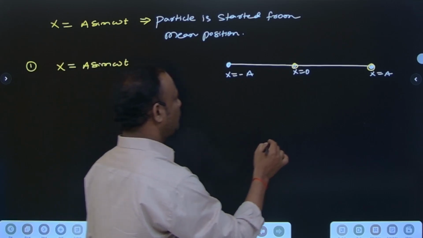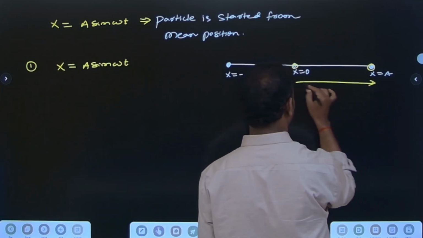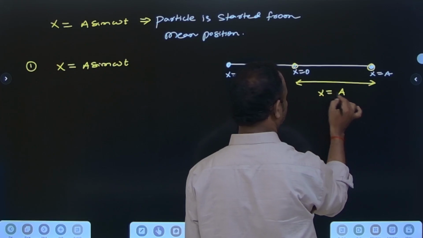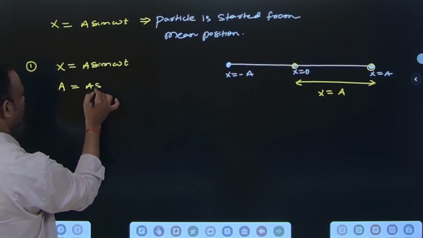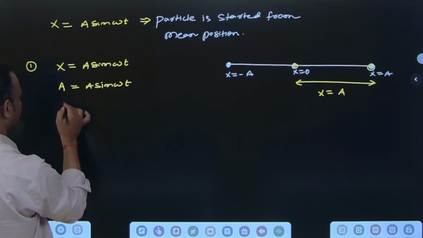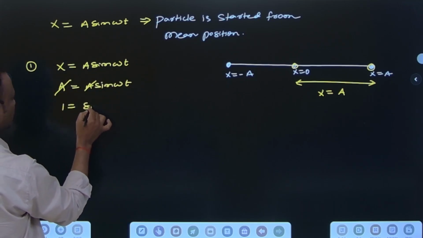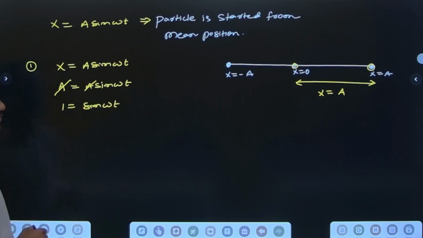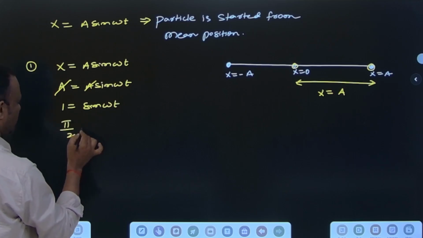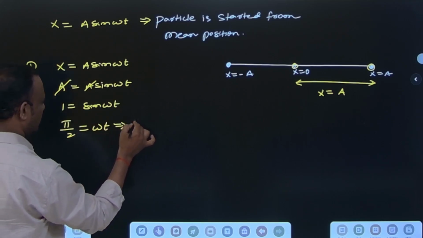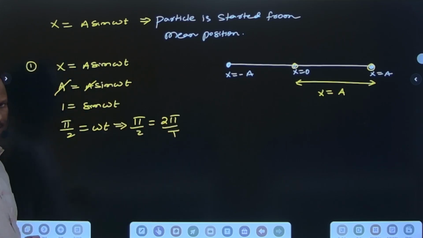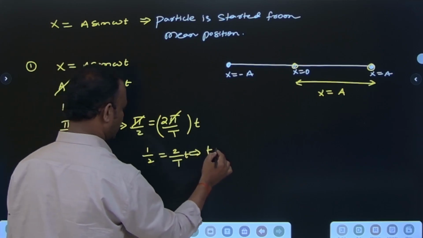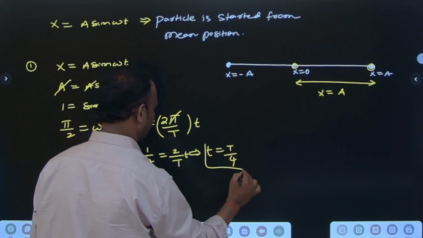From here to here, what is the displacement? It is A, so x is equal to A. In place of x, substitute A. A is equal to A sin omega t. A cancels, 1 is equal to sin omega t. In the sine table, where do you get 1? For 90 degrees, which is pi by 2. So pi by 2 is equal to omega t, and omega means 2 pi by T. Then t is equal to T by 4.